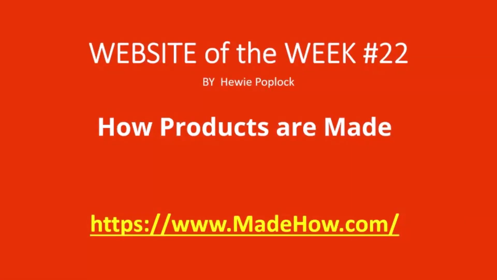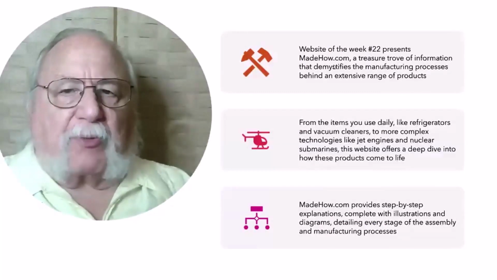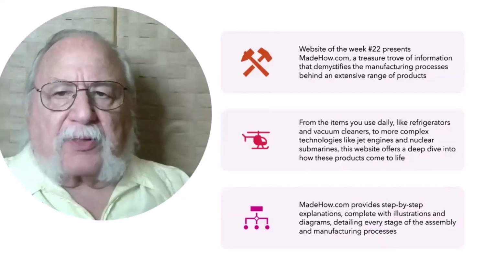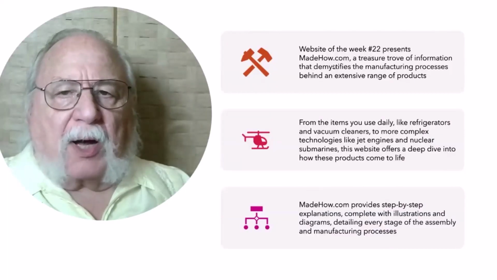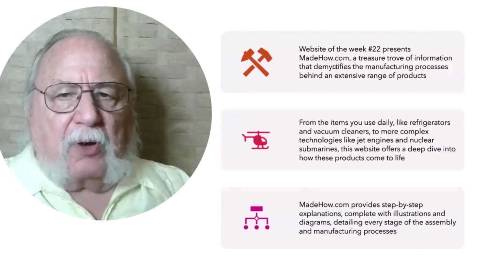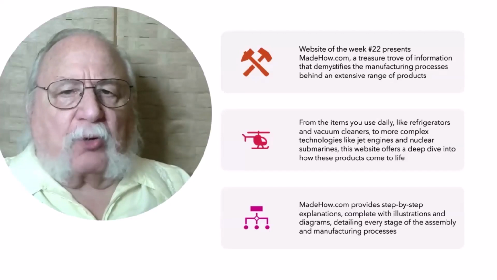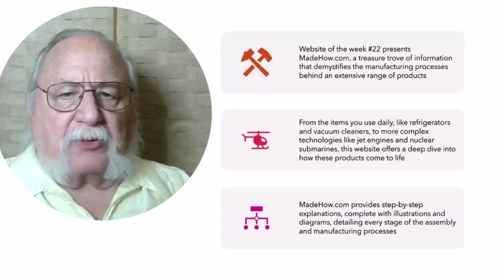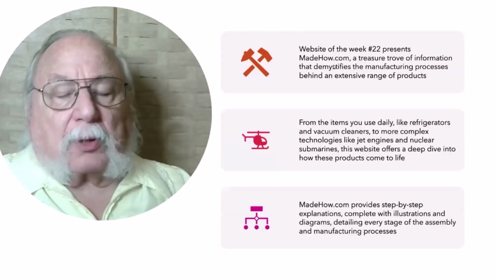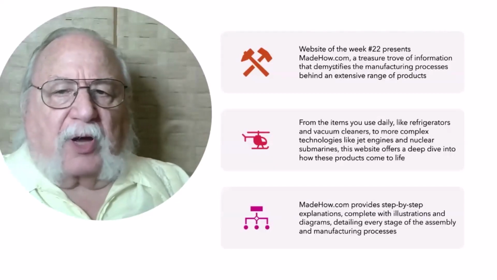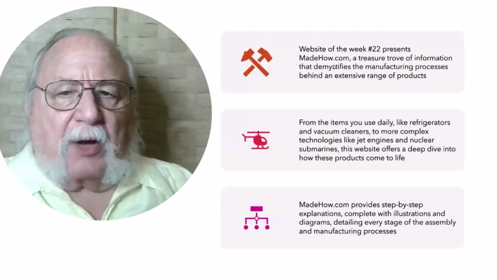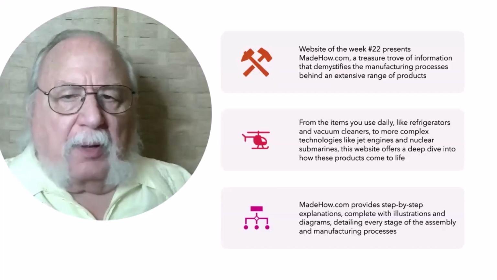Website of the week number 22 presents HowProductsAreMade.com, a treasure trove of information that demystifies the manufacturing processes behind an extensive range of products, from items you use daily, like refrigerators and vacuum cleaners, to more complex technologies like jet engines and nuclear submarines. This website offers a deep dive into how these products come to life.